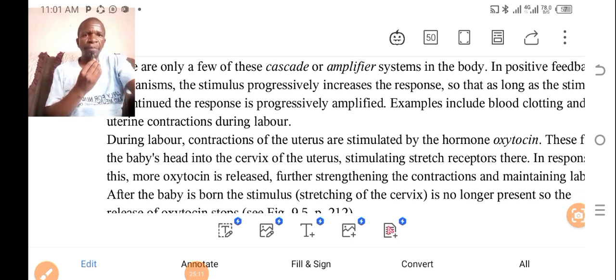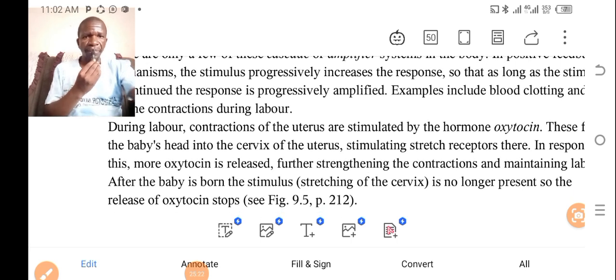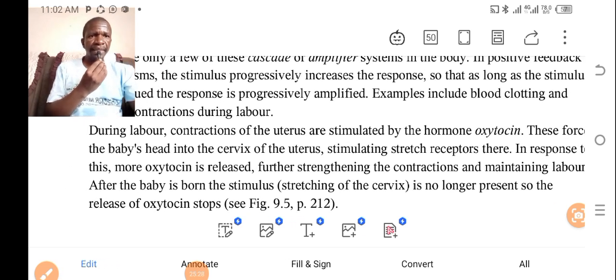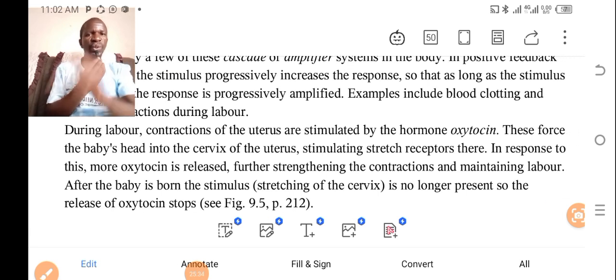Like I explained earlier on, during labor, contractions of the uterus are stimulated by the hormone called oxytocin. So oxytocin, this hormone, is the one that stimulates uterine contractions. These force the baby's head into the cervix of the uterus, stimulating the stretch receptors there. In response to this, more oxytocin is released, that is through the positive feedback mechanism, further strengthening the contractions and maintaining labor. After the baby is born, the stimulus, which is the stretching of the cervix, is no longer present, so the release of oxytocin stops, right? So this was the positive feedback mechanism.